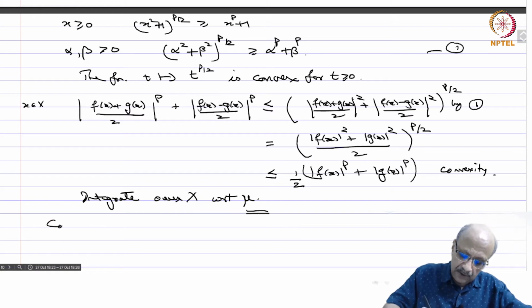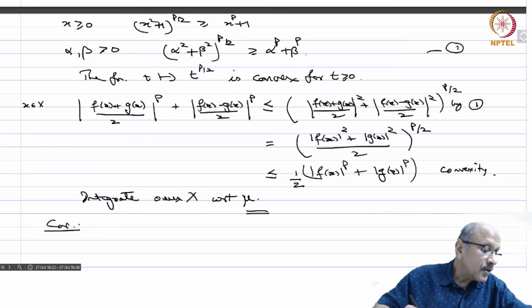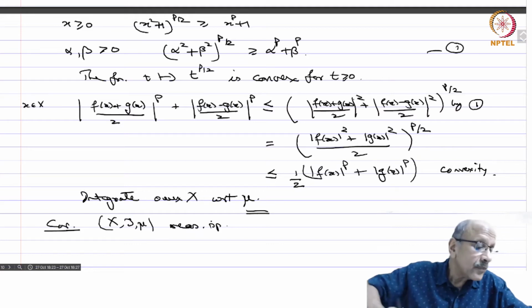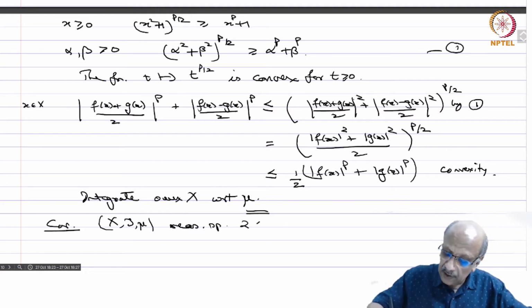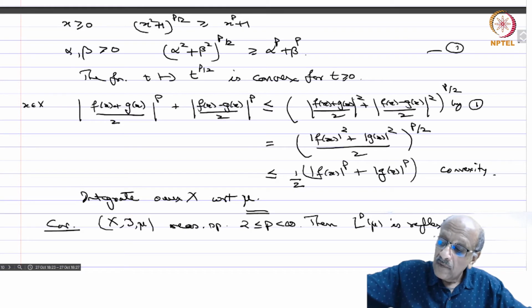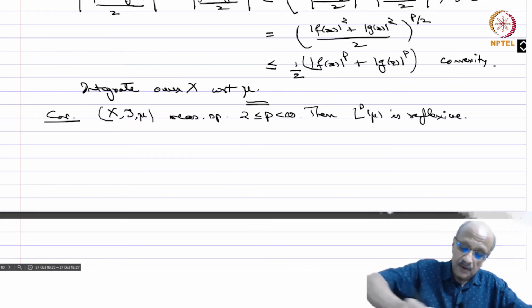So corollary. X, mu is a measure space, and then 2 less than or equal to p less than infinity, then L^p(mu) is reflexive. Okay, so we are going to prove it. So proof.